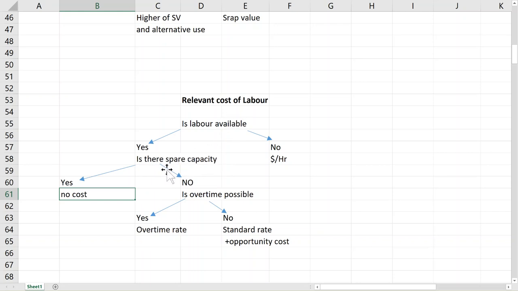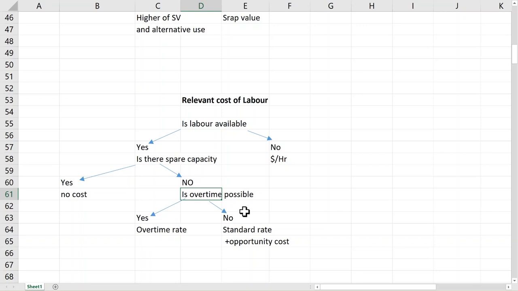If there is no spare capacity, then we ask, is the overtime possible? Can they put in some extra hours? If the answer is yes, then overtime rate, because if they are doing extra hours, that would be called overtime rate. And remember, we charge that on our customers. And overtime premium, if you remember from your F2 studies, overtime premium on specific requests of customers is direct cost.